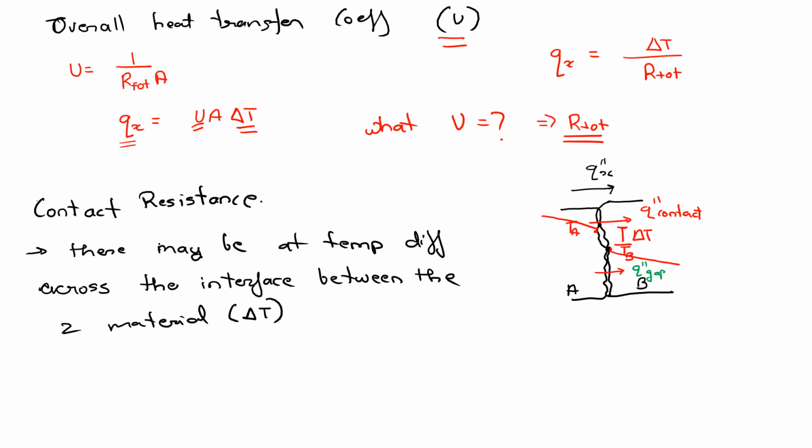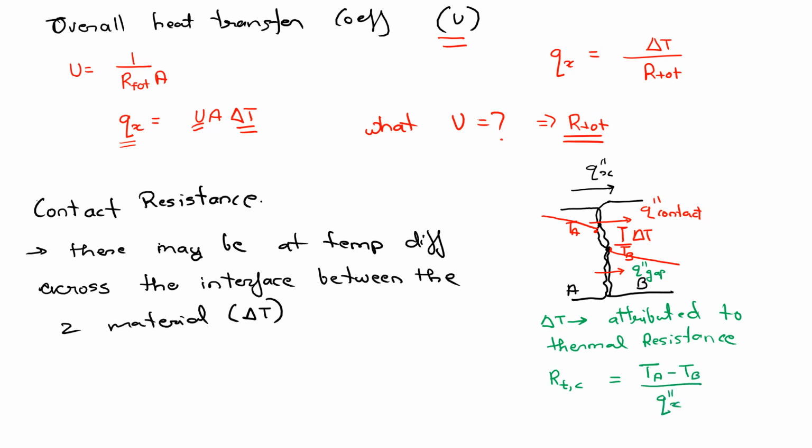So that delta T that we have is attributed to thermal resistance, and let's say we denote that thermal resistance as RTC, so the thermal resistance due to contact, and in this case it will be TA minus TB upon the heat flowing across it.